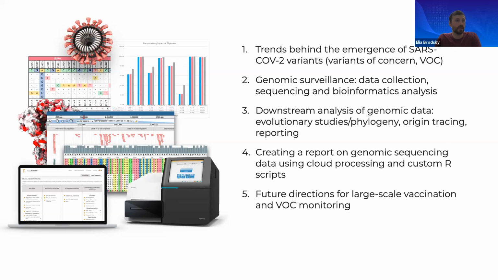And then just to build a report. How do you actually build a report? What are some of the considerations around coverage, specific proportions of variants, positions? How do you identify positions to look for these clades? And then also to discuss some future directions for large-scale vaccination and variant of concern monitoring.